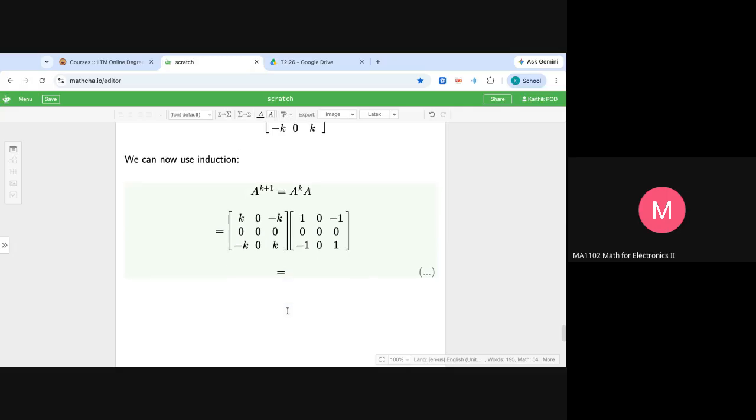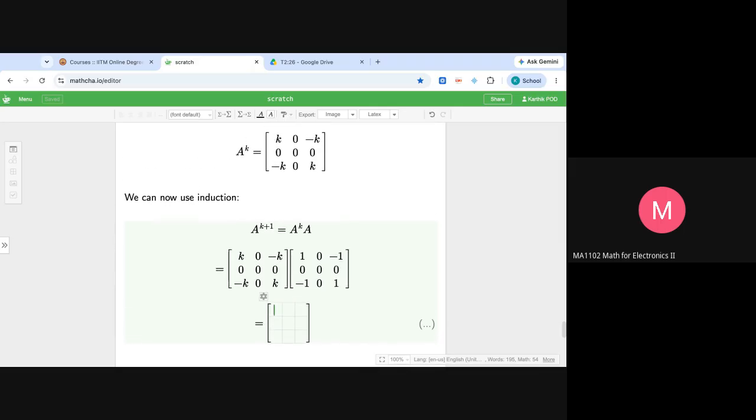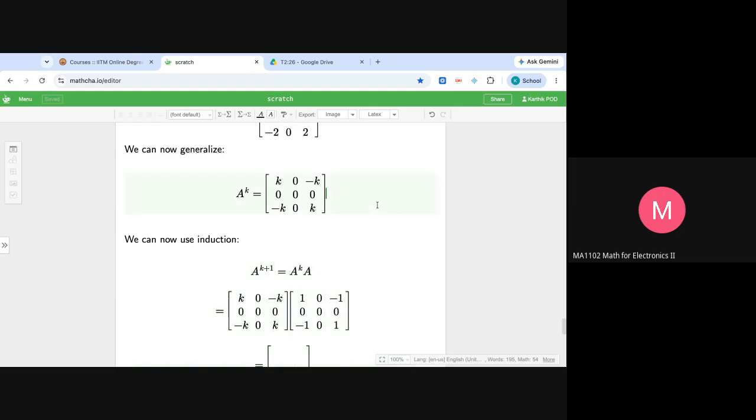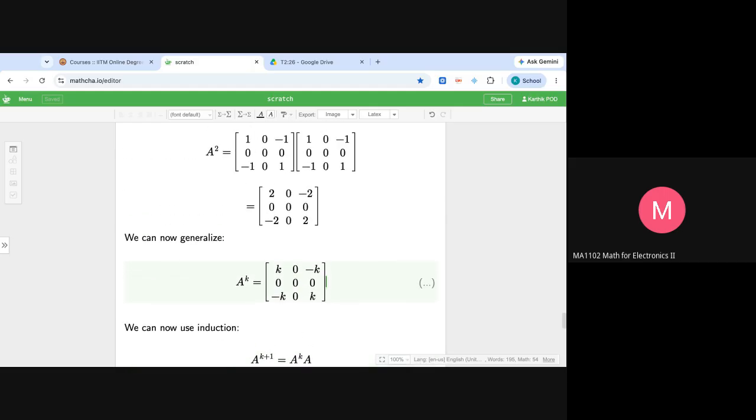Now we can just see if we are getting minus k. We should get k plus 1, 0, minus k plus 1. That's the hope, so let's see. This is k into 1. So I believe we get 2k. So what we assumed was wrong. I believe this is 2 power k.